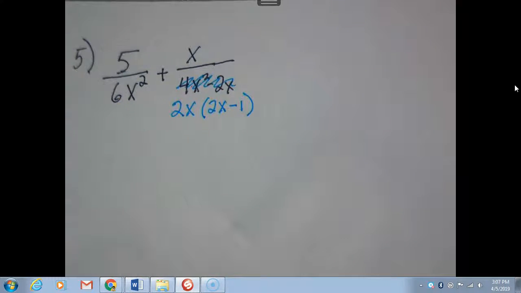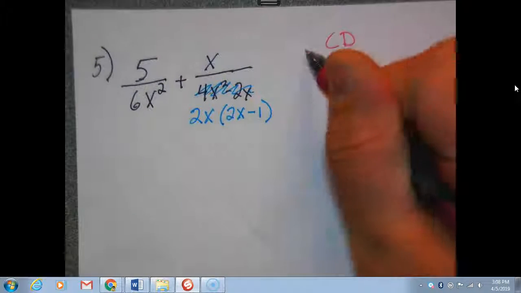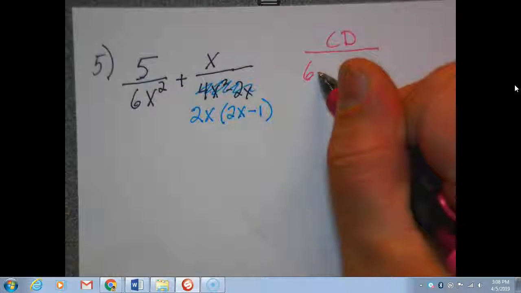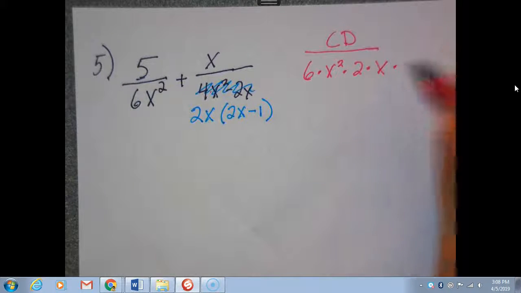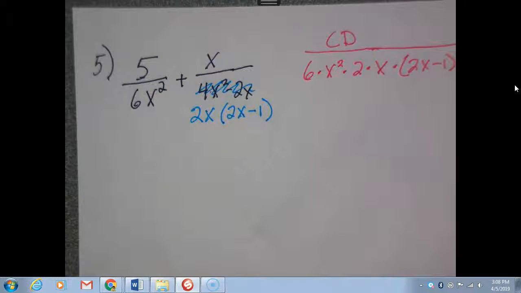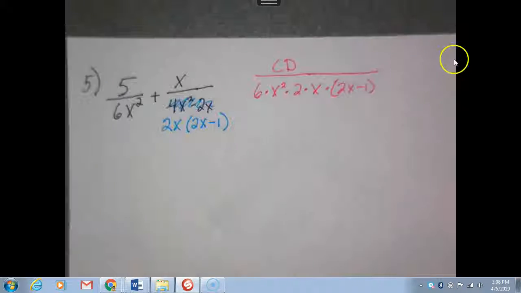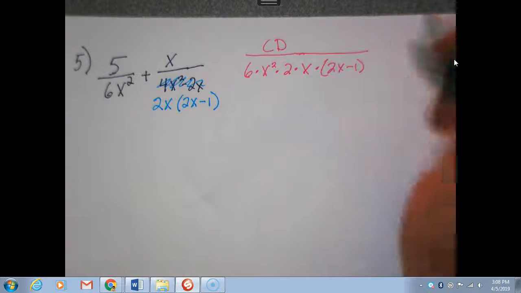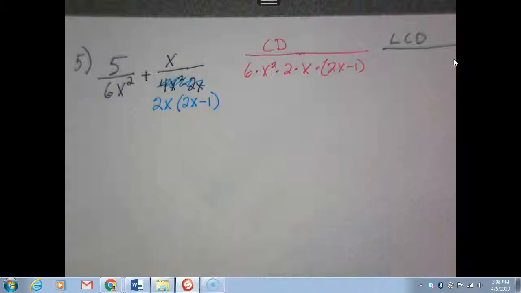Now, this one, I'm going to show you the common denominator. Actually, you tell me what the common denominator is. 6 times x squared times 2 times x times 2x minus 1. Okay, we don't really need or want that big of a number because there is something smaller. LCD, the least common denominator.